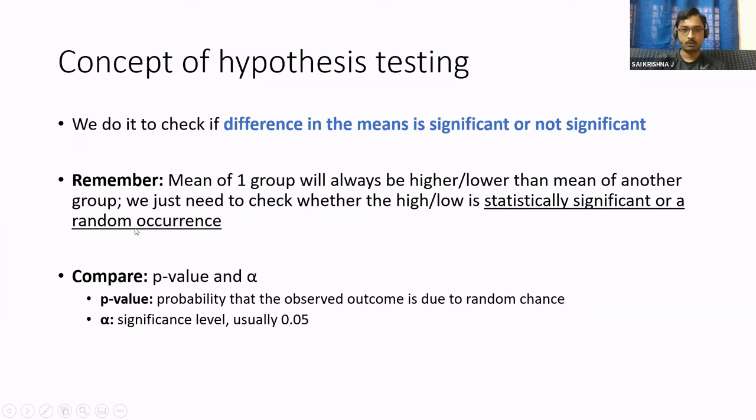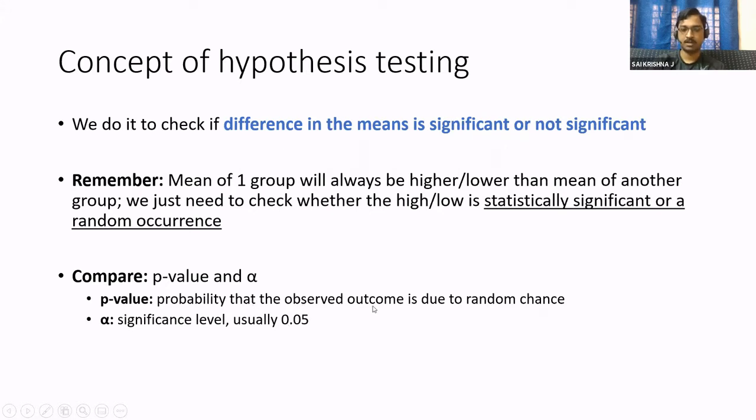So how do we do this check? We compare these two metrics. One metric is called the p-value, and the other metric is called alpha. So what is this p-value? The p-value is defined as the probability that the observed outcome is due to random chance. And alpha is called the significance level. Usually this is taken as 0.05. I will come to what exactly this is, but for now you can just remember that alpha is generally taken as 0.05. What do I mean by observed outcome here?